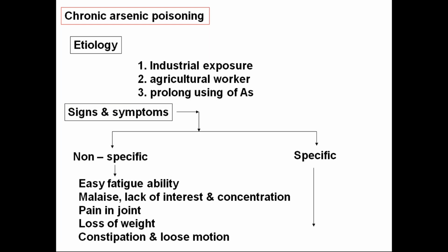So what are some of the symptoms of chronic arsenic poisoning? Where does chronic arsenic poisoning occur? Mostly in industrial workers, where there is chronic exposure to small amounts of arsenic salts over prolonged periods, and then agricultural workers, prolonged exposure to arsenic substances can cause chronic arsenic poisoning. What are the signs and symptoms? There can be non-specific and specific. Non-specific: the patient will have excessive fatigue and malaise, lack of interest and concentration, joint pains, loss of weight, constipation, and then loose motions.